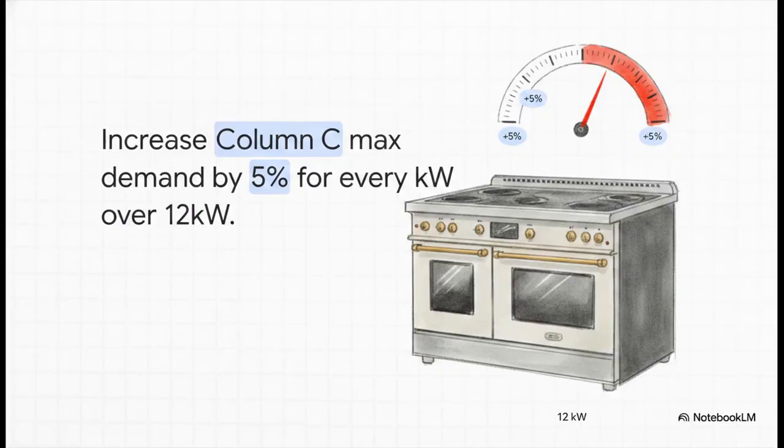Easy. But what if you have one of those massive luxury ranges? Remember this critical high-yield calculation trick. If an electric range exceeds 12 kilowatts, you take that 8 kilowatt baseline from column C and you increase it by 5% for every single kilowatt the range goes over 12. So a 16 kilowatt range is 4 kilowatts over the limit. 4 times 5% is a 20% increase.